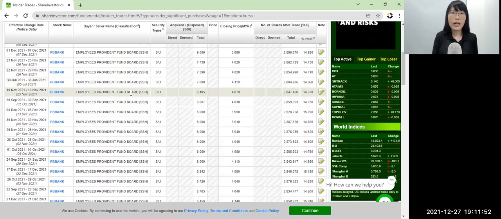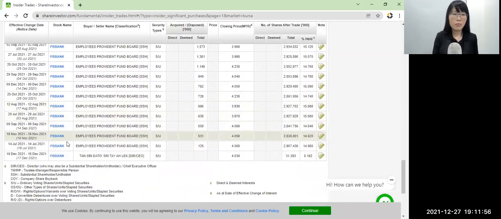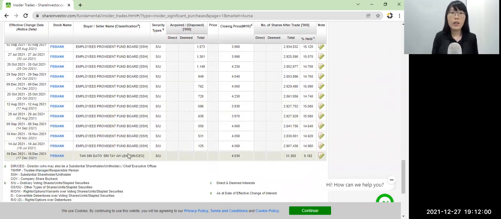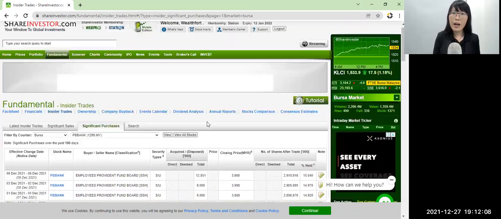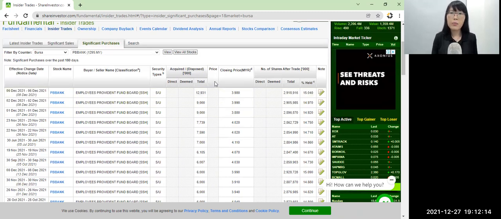When you scroll down to the bottom, you can see that EPF bought the Public Bank shares at about 4 ringgit. But now they are buying at 3 ringgit and 98 cents. So we can know that EPF keeps on averaging down. So these are the insider trades.